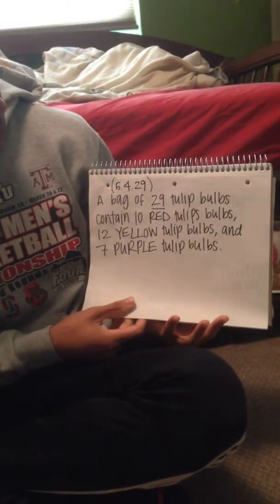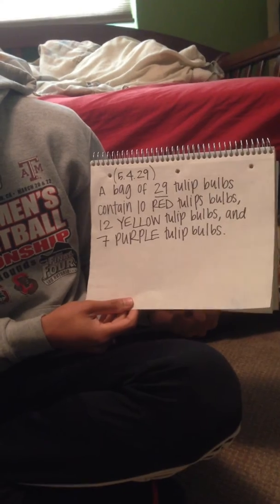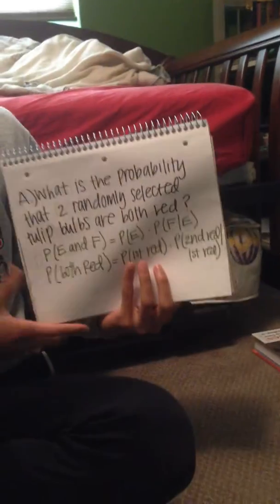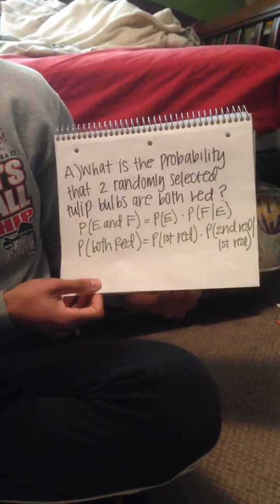Chapter 5, Section 4, Problem 29. A bag of 29 tulip bulbs contains 10 red tulip bulbs, 12 yellow tulip bulbs, and 7 purple tulip bulbs. Problem A. What is the probability that 2 randomly selected tulip bulbs are both red?